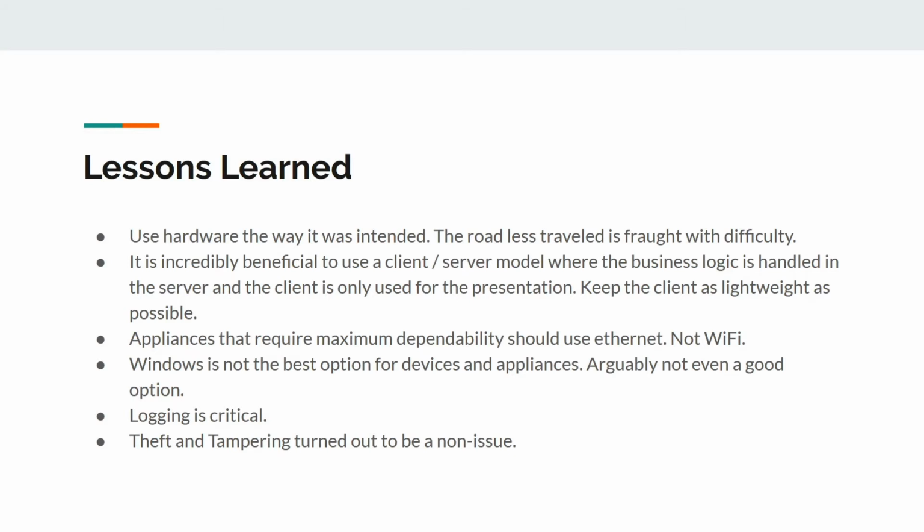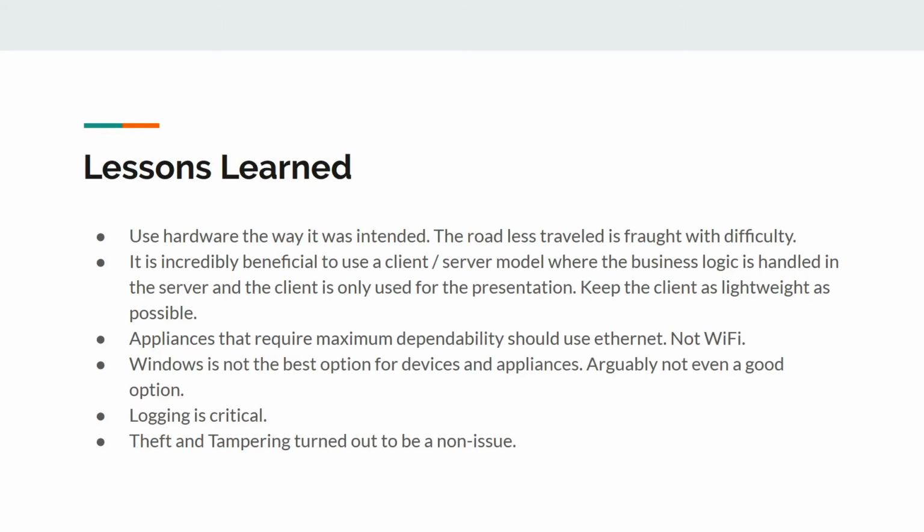Another lesson that we learned is that appliances that require maximum dependability, like this or like medical equipment or whatever, should be on Ethernet. Don't use Wi-Fi. Wi-Fi is great for transient connections. You're coming, you're going, whatever. Something that's going to be in place for a long time should use Ethernet.